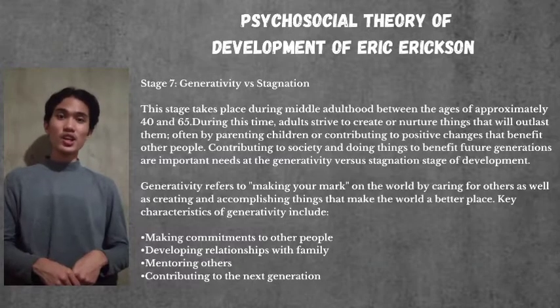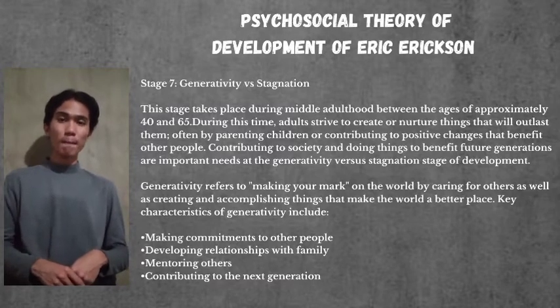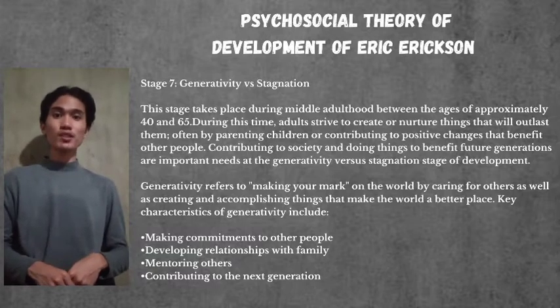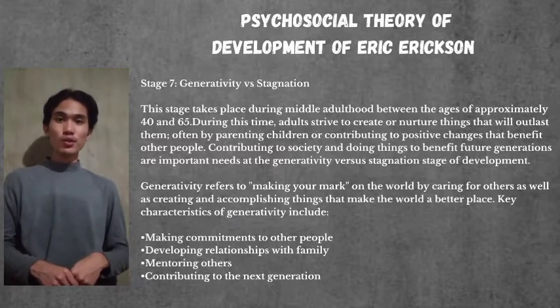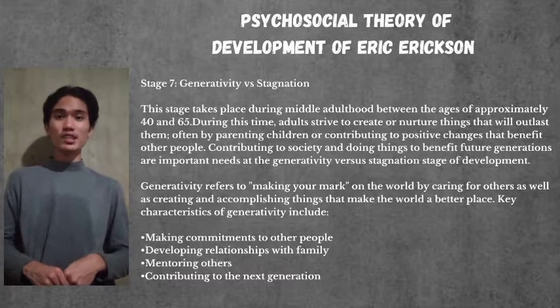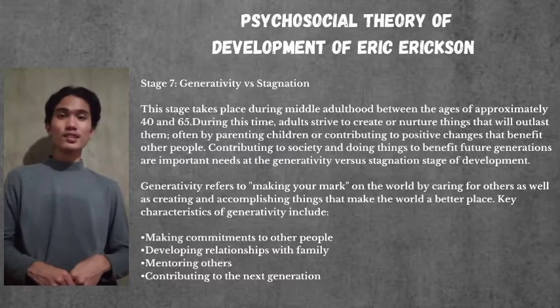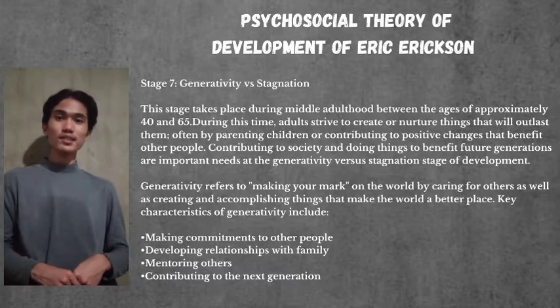Generativity versus stagnation is the seventh stage of Erik Erikson's theory of psychosocial development. This stage takes place during middle adulthood, between the ages of approximately 40 and 65. During this time, adults strive to create or nurture things that will outlast them, often by parenting children or contributing to positive changes that benefit other people. Contributing to society and doing things to benefit future generations are important needs at the generativity versus stagnation stage of development.